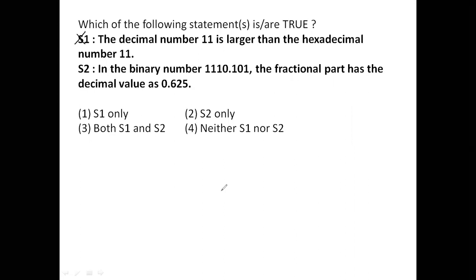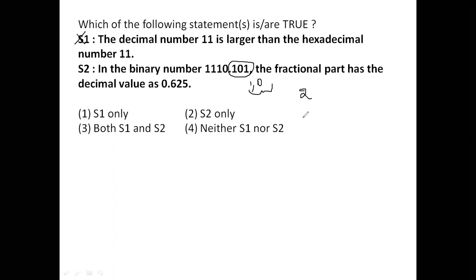In the binary number, binary means it is either 1 or 0. So how many digits are there? Only 2 digits are there. So 0.101. But they are talking about the fractional part. What do you mean by fractional part here? This is called the fractional part. Let's convert it into the decimal value as 0.625.